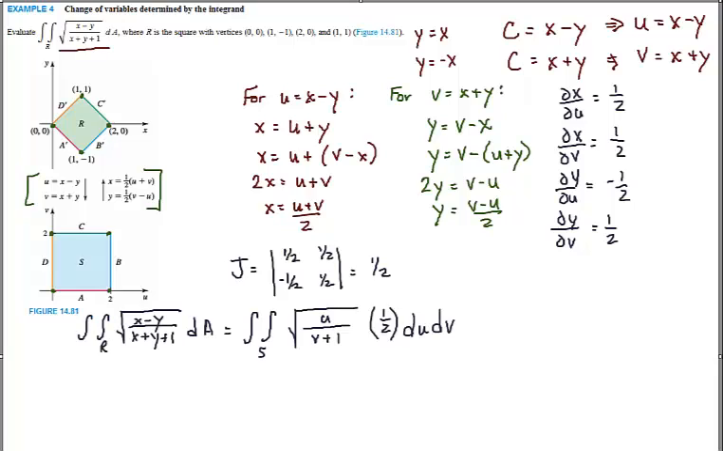To get our limits of integration, they've already computed those in this square here. We would see that u goes from 0 to 2, and v also goes from 0 to 2. So we're just going to perform this integration, which will be fairly straightforward. Just breaking this square root apart, putting each of these to the 1/2 or to the negative 1/2 power, and pulling constants out front. It'll be fairly straightforward.